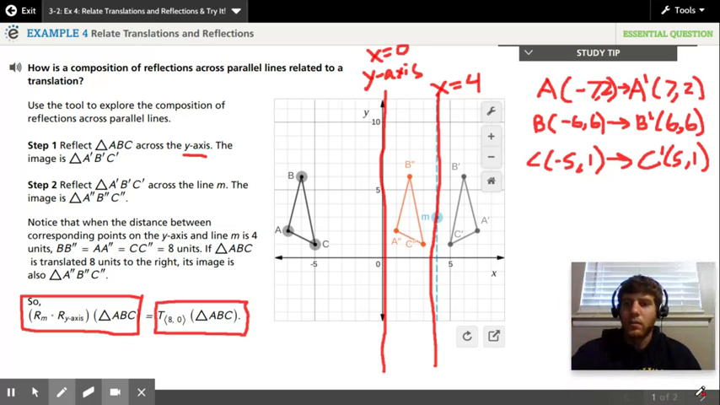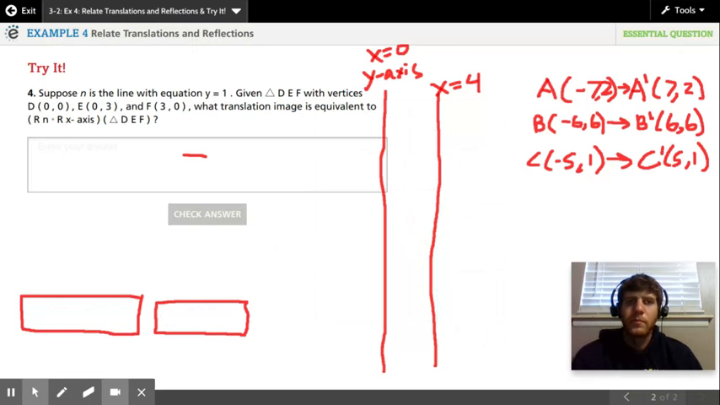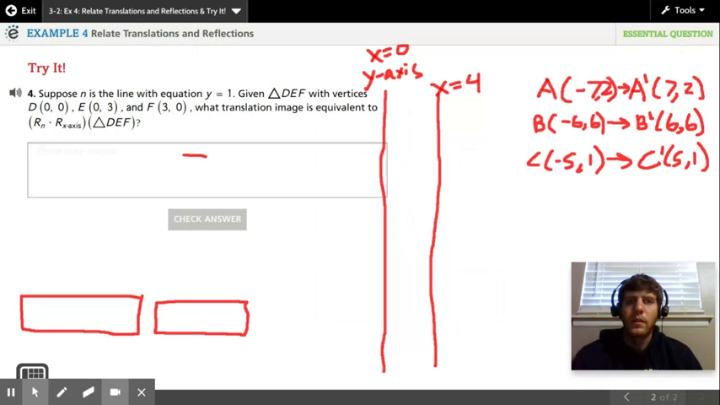Okay, I'll help you out a little with the Try It here. It says suppose line N is the line with the equation y equals 1. Then they're giving you triangle DEF, with vertices D, E, and F. And they ask, what is the translation image that's equivalent to those two reflections? So you're going to need to reflect these points, D, E, and F, over the x-axis, and then you're going to need to reflect them over the line y equals 1. And then figure out which translation is the same as doing those two reflections.